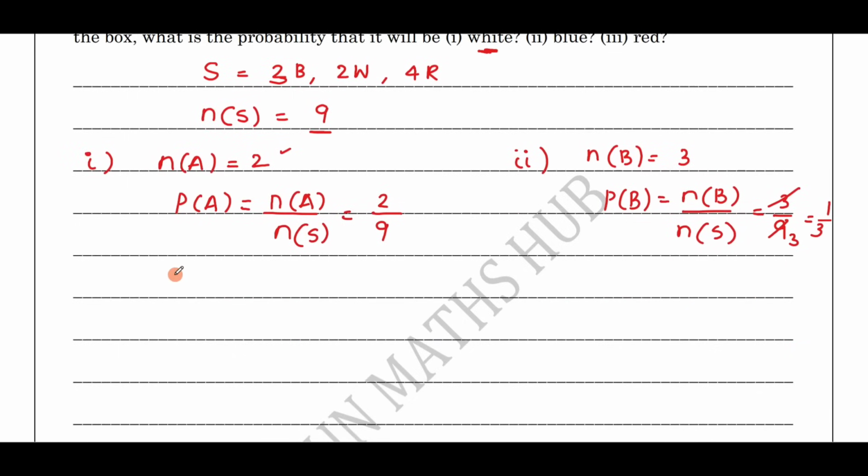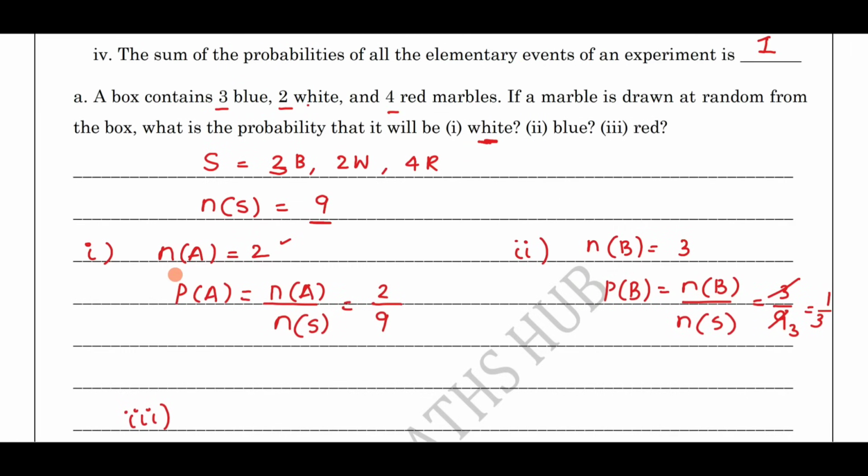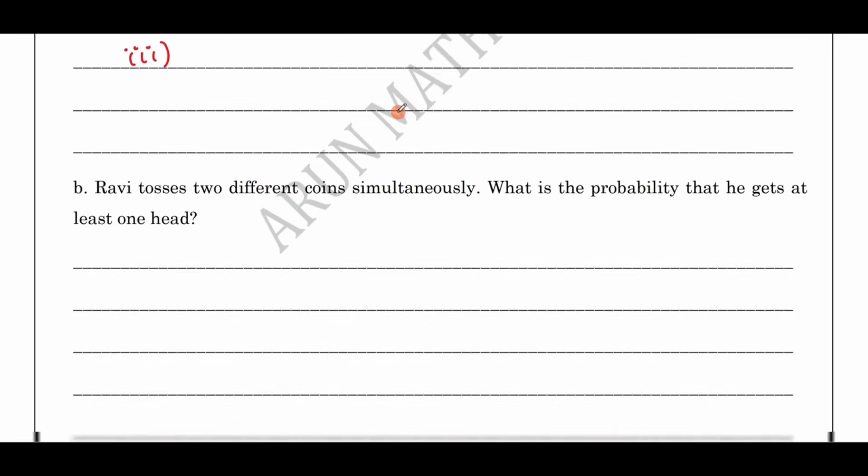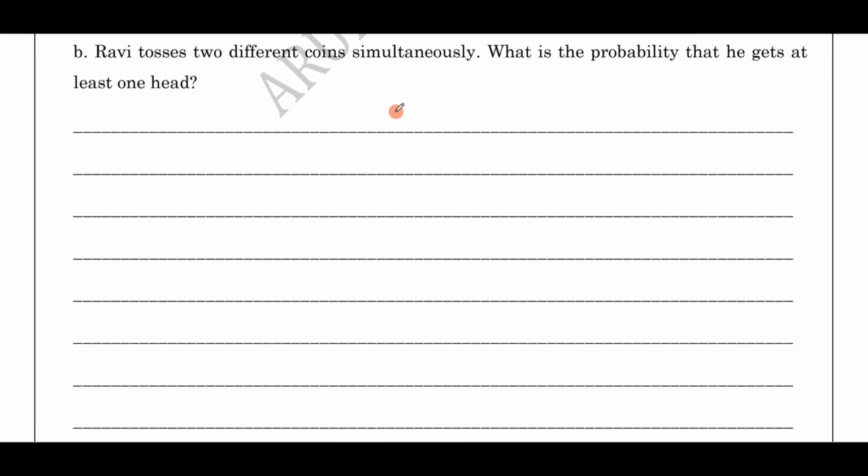Next, third question. What is the probability of drawing the red marble? I leave this for you to solve. It will be 4 by 9. By seeing the question you can tell, but what you should do is write the steps. Next question, Ravi, from probability: very simple questions are there in the textbook. Try to solve them. We include a few questions here, and also from the PSA board paper.